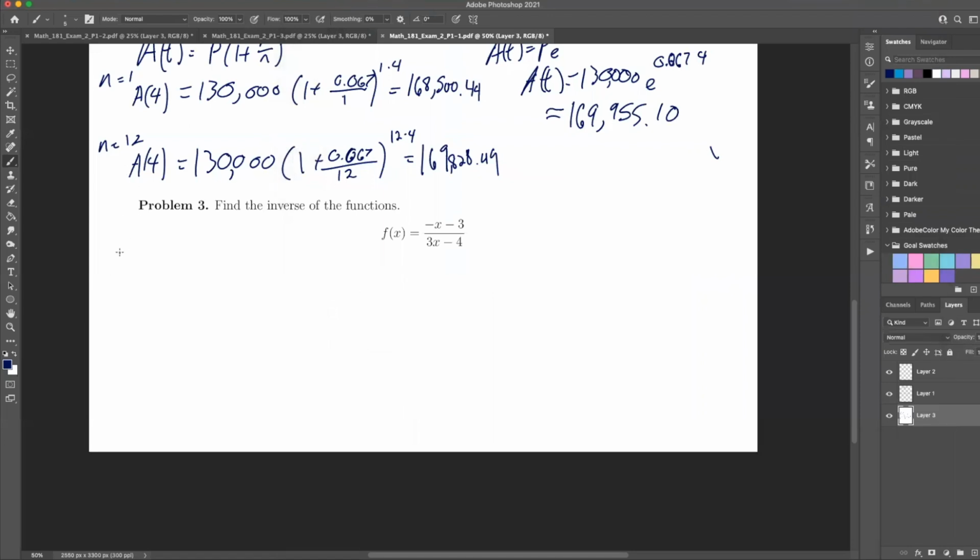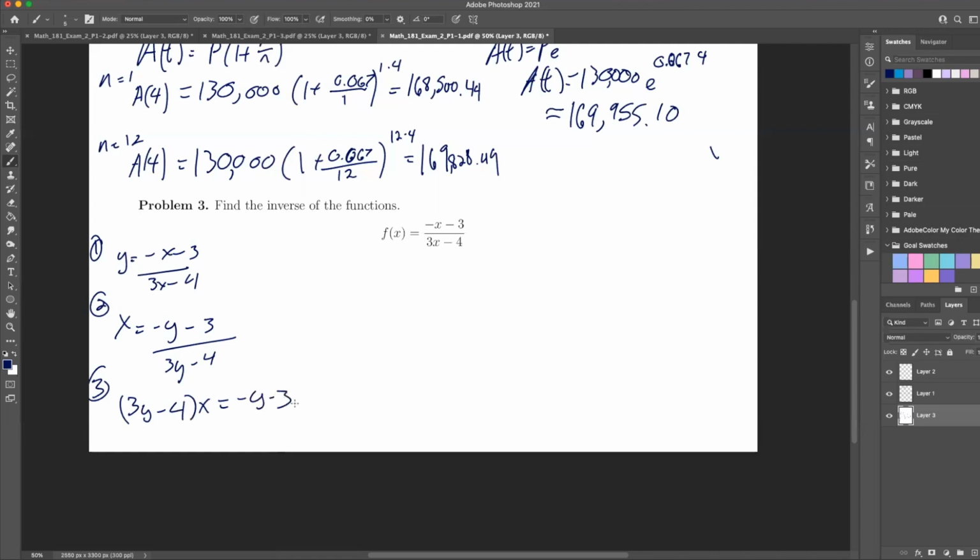All right, so here we're going to write this as y equals minus x minus 3 over 3x minus 4. So that's step 1. Step 2, we're going to swap our x's and our y's. So we'll have x equals minus y minus 3 over 3y minus 4. And then step 3, we're going to try to get this in terms of y. The way I do that is just multiply this across. And then go over here.